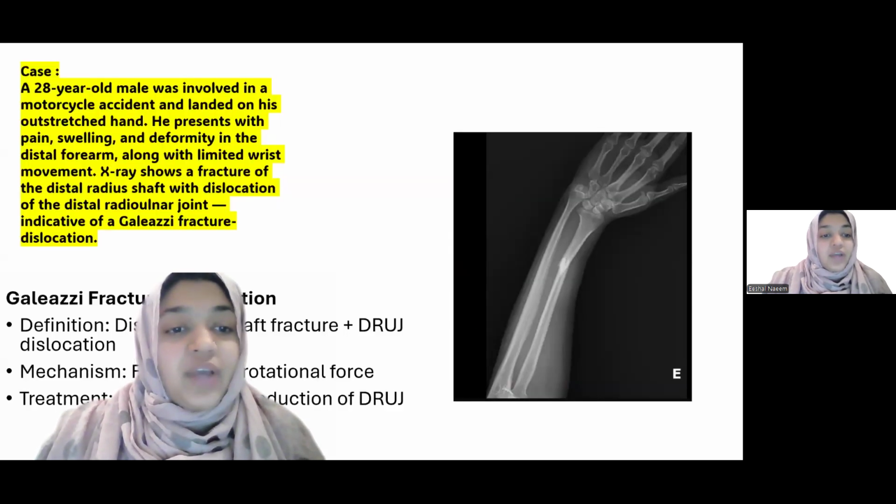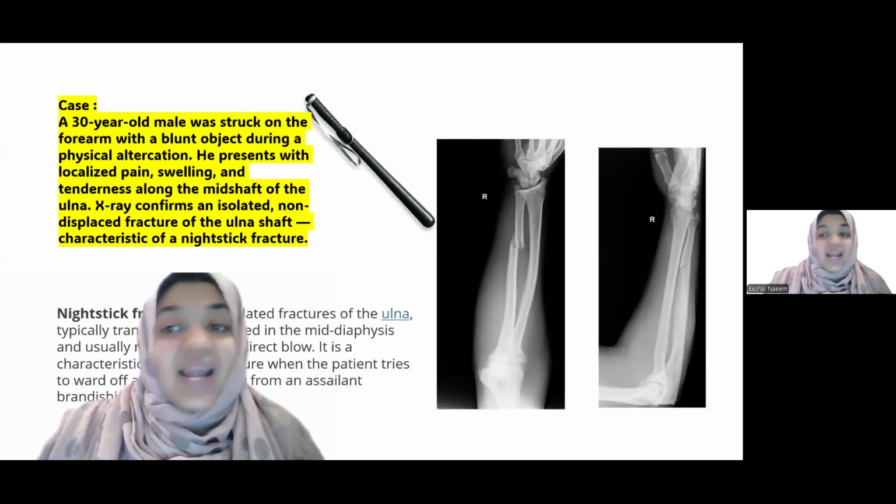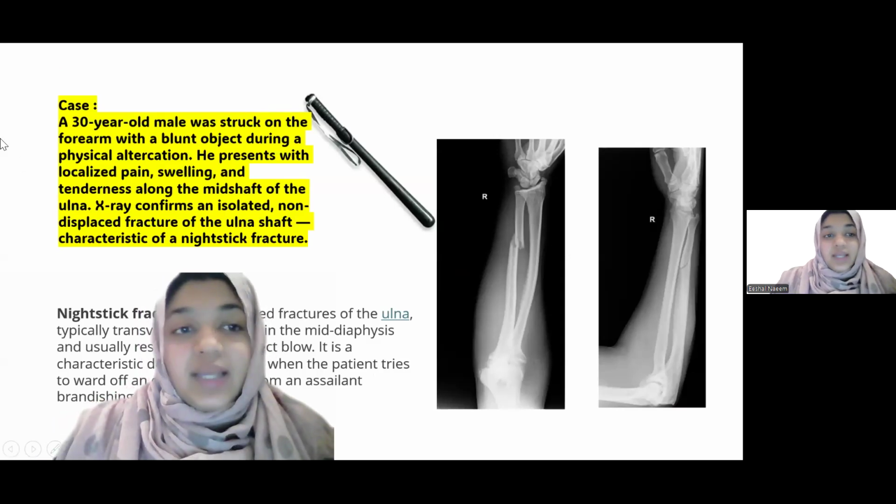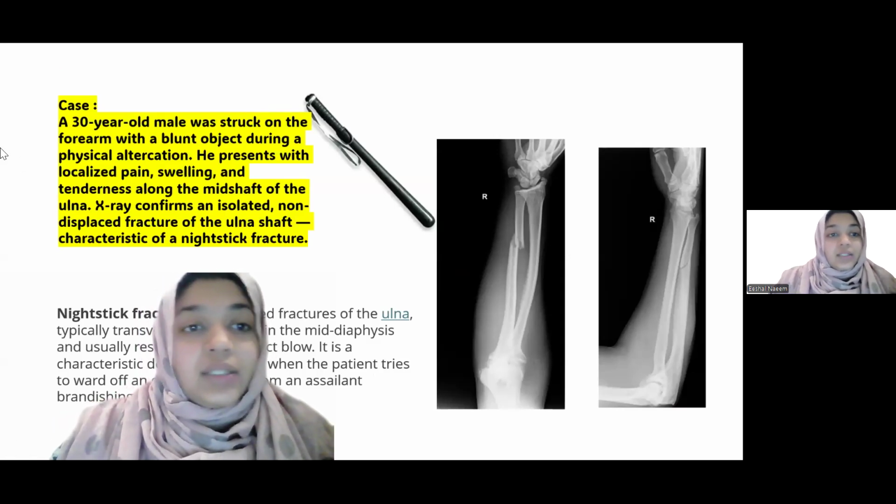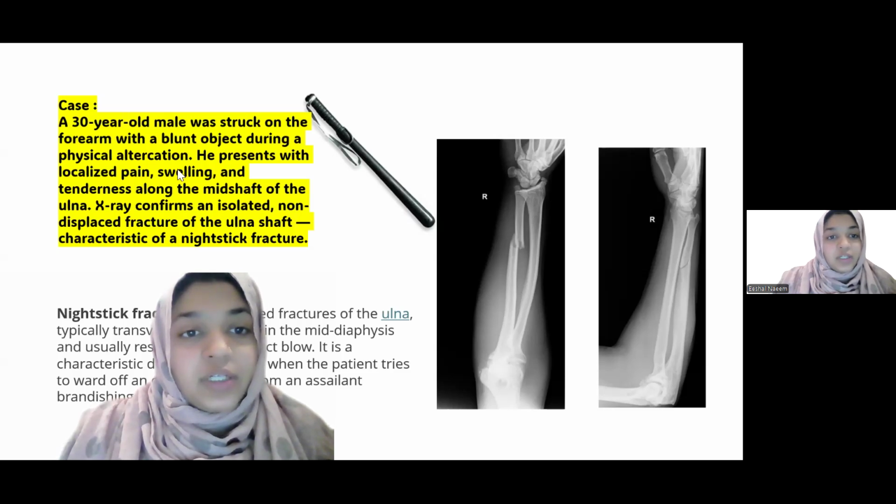So first of all, we have the nightstick fracture. Now look at the case. A 30-year-old male was struck on the forearm with a blunt object during a physical altercation. He presents with localized pain, swelling, and tenderness along the mid shaft of the ulna.